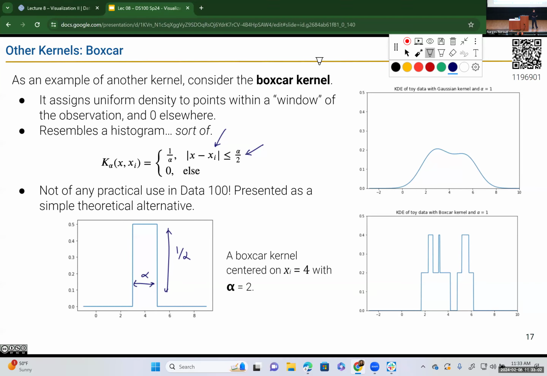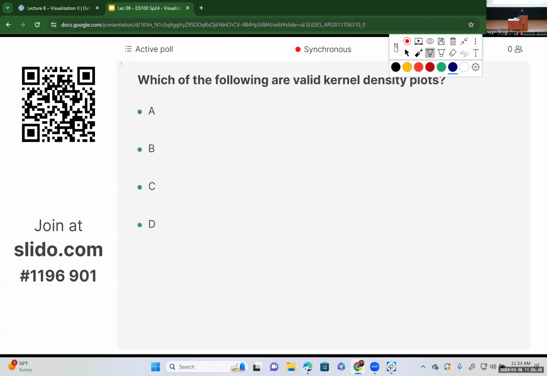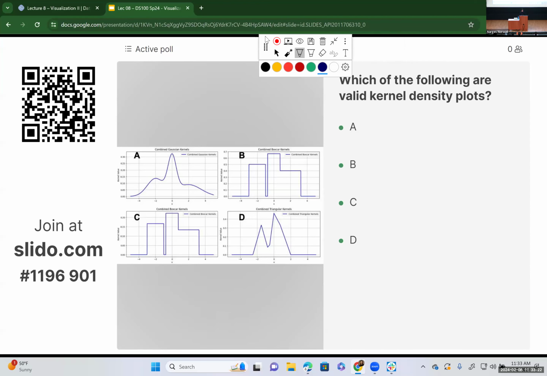We're just showing it to you so that you know the general idea is to put this kernel on top of the data points, scale them, sum them up, and then you have a probability distribution for the entire data set that you have. Okay, so now think about this slider question for you. Which one of these following plots, A, B, C, D, are a valid kernel density plot?